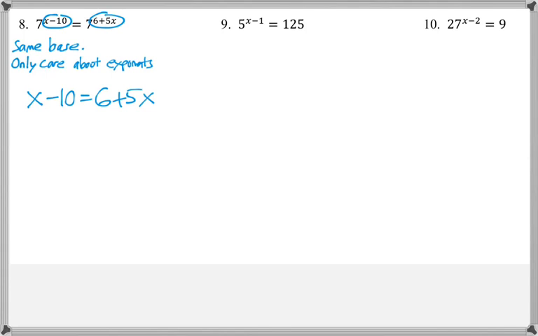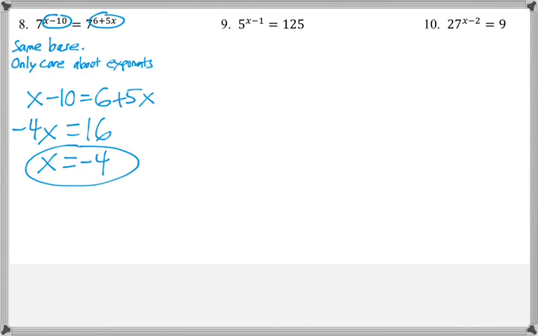So let's solve this. I'm going to subtract 5x from both sides to get negative 4x, and I'm going to add 10 to both sides to get 16. So then I'm going to divide both sides by negative 4, and x is equal to negative 4. And this will be my final answer. If you want to check your work, you can plug it back into both sides here, and they should be equal.